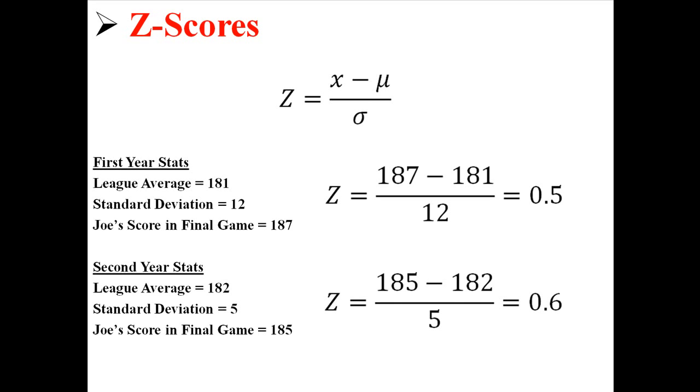Now for the second one, I put in Joe's score of 185, which is x. I put in the league average, the population mean, which is 182. And I put in the standard deviation, which is 5. And I get a z-score of 0.6, which means we are 0.6 standard deviations above the mean. So let me show you what those distributions look like.